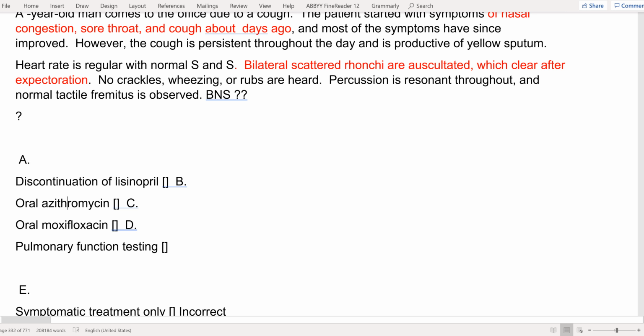Discontinuation of lisinopril, if the patient is taking an ACE inhibitor, then we can suspect that due to the bradykinin system. But it's unlikely to be the cause if the patient already has an upper respiratory tract infection. Okay, period. So that's about this question. Go to the next.